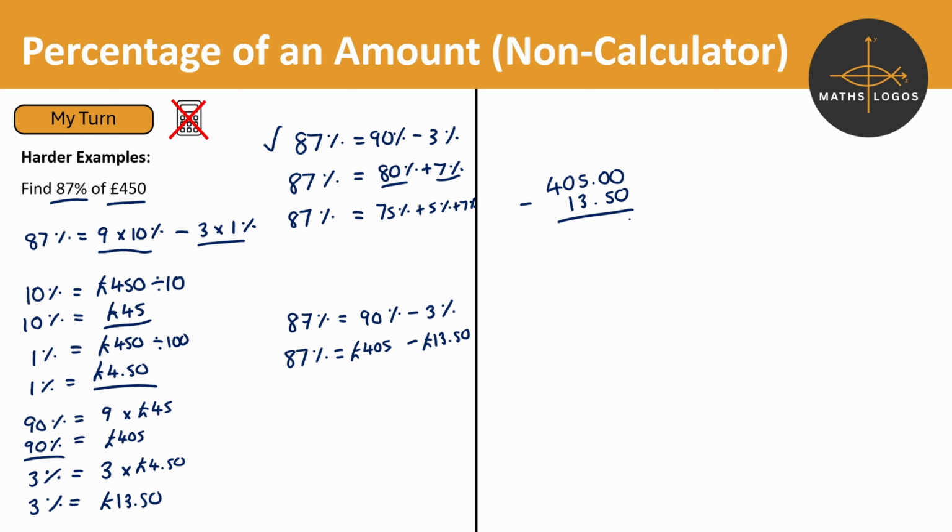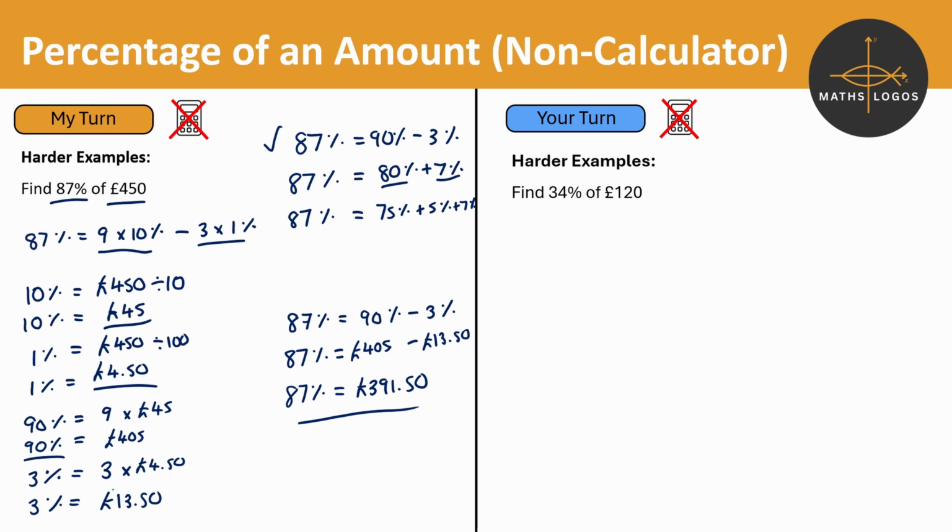0 subtract 0 is 0. 0 subtract 5, I can't do that, so I need to exchange 1 unit for 10 tenths. 10 subtract 5 is 5. 4 subtract 3 is 1. And again, another problem, I can't do 0 subtract 1, so I'm going to have to exchange one of my hundreds for 10 tens. 10 subtract 1 is 9, and 3 subtract nothing is 3. So my answer is £391.50. So let's come back over here and finish our question. 87% is equal to £391.50. So a bit of a harder one, but hopefully you can see how we got there.